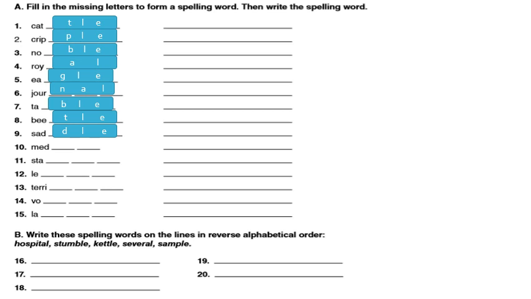Ten, medal. You see, medal, A-L. Eleven, stable. Yes, it's where we keep the horses. Stable, B-L-E. Twelve, legal, G-A-L. Thirteen, terrible. Yes, it's terrible. B-L-E. Number fourteen, vocal, V-O-C-A-L. It's missing C-A-L.